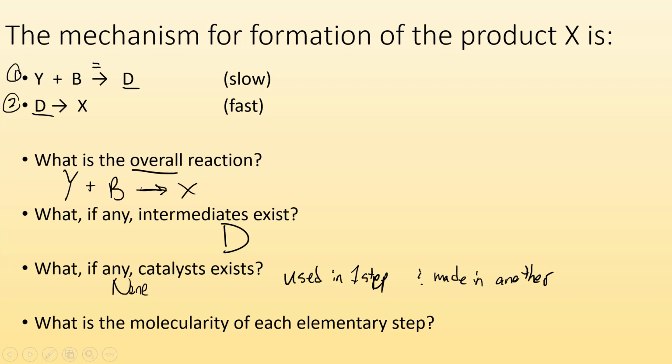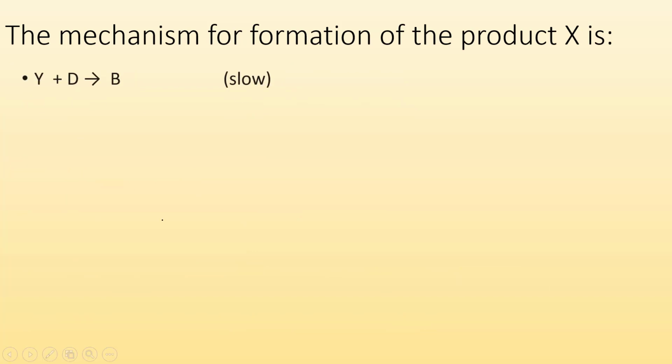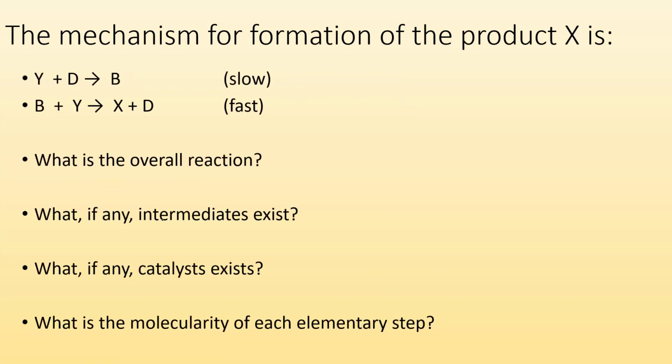And what is the molecularity of each elementary step? Well, this step would be bimolecular. And this step would be unimolecular. So in that first step, we have 2 molecules coming together, and in the second step, we only got the 1. So there you go. So I challenge you, try this one on your own and then check.